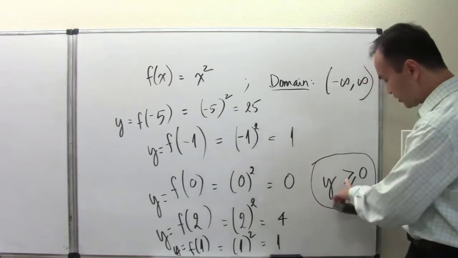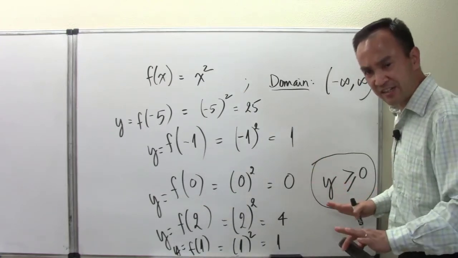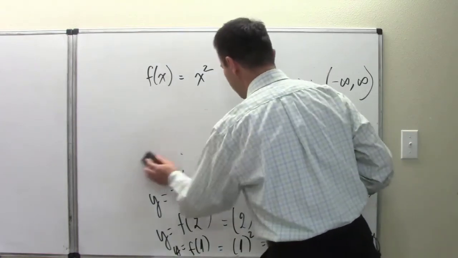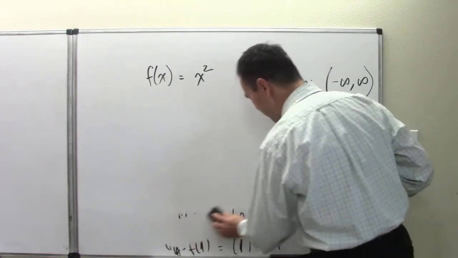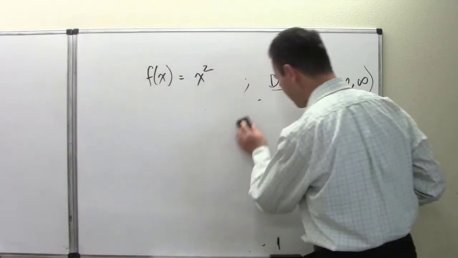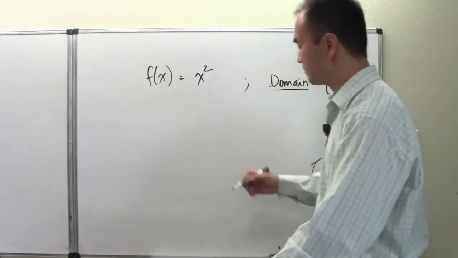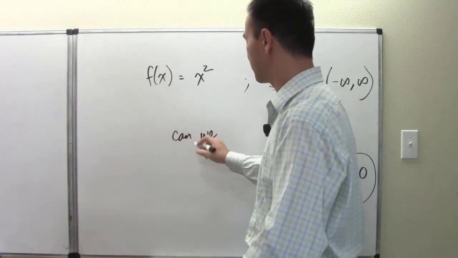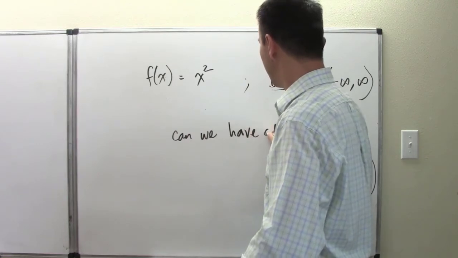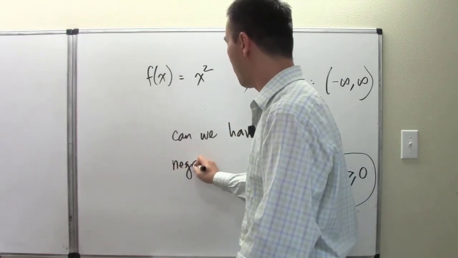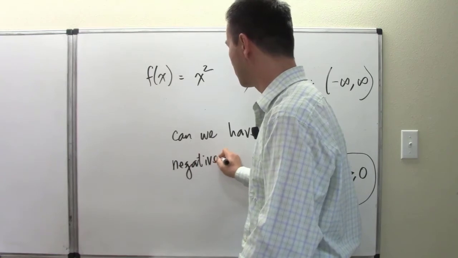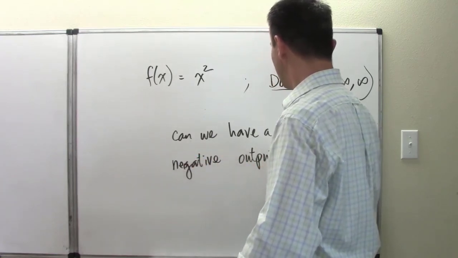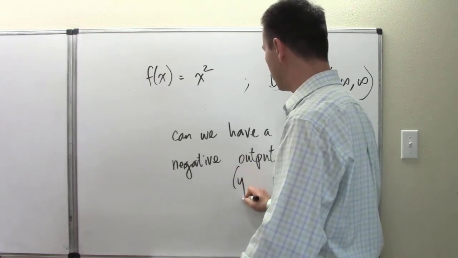So we came to the observation, and I wouldn't rashly say that this is the conclusion yet. But at least now, after a few tries with positive inputs, with negative inputs, and even with 0, can we, for this function, have a negative output, or a negative y value?